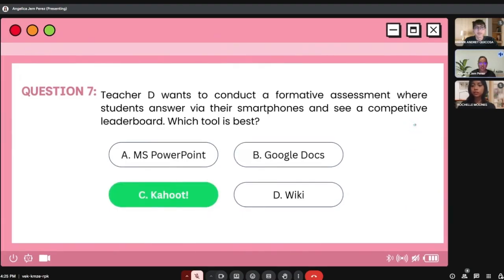The answer is letter C. Kahoot. Kahoot is the best because students can answer using their phones and they can see the scores and rankings right away. It feels like a game, so the students become more excited and active during the lessons. And that's for number 7. Let's proceed to number 8.